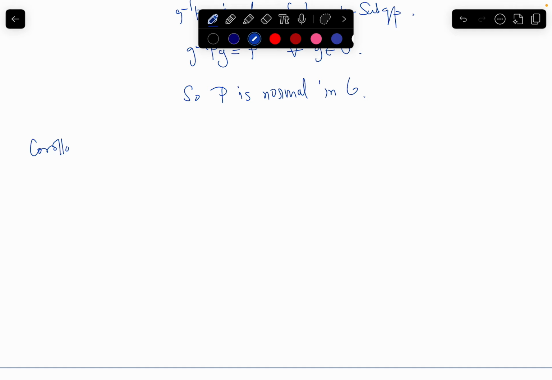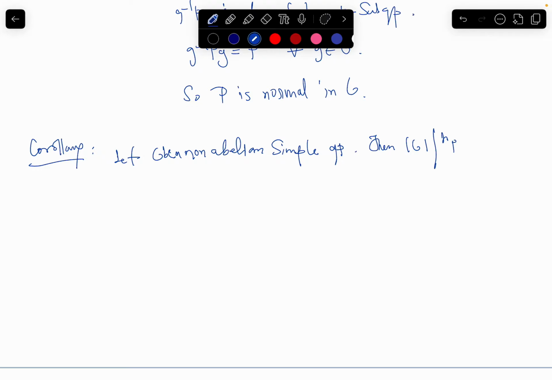One of the corollaries that follows is the following: if we have a non-abelian simple group, then the size of the group divides the number of Sylow P subgroups factorial divided by 2. That is true for every prime P such that P divides the order of the group.